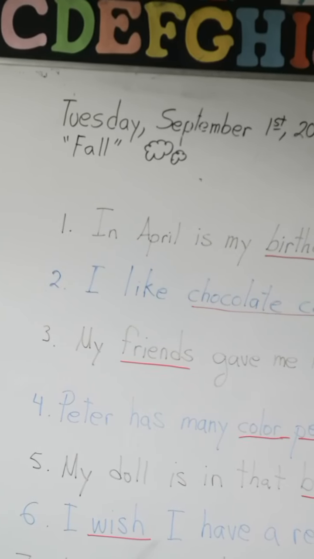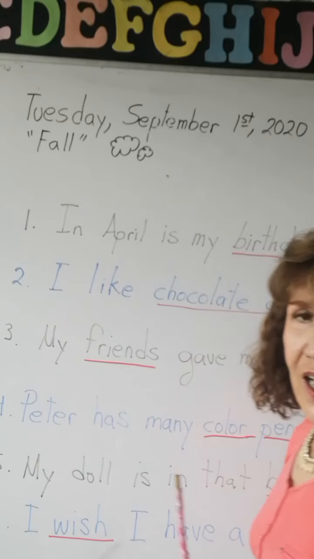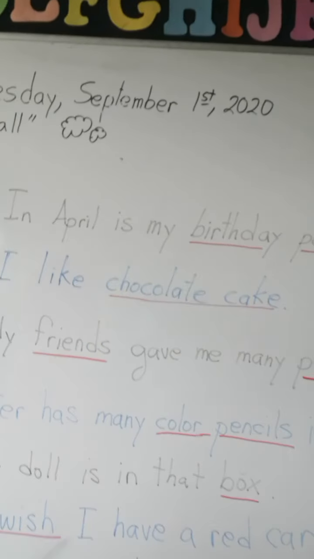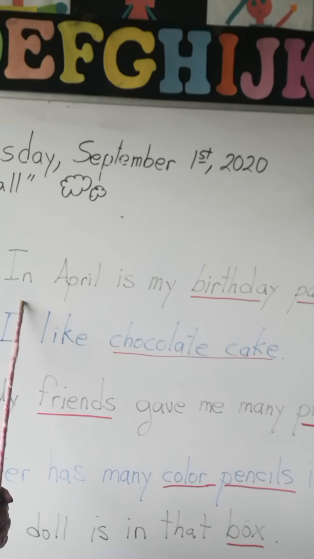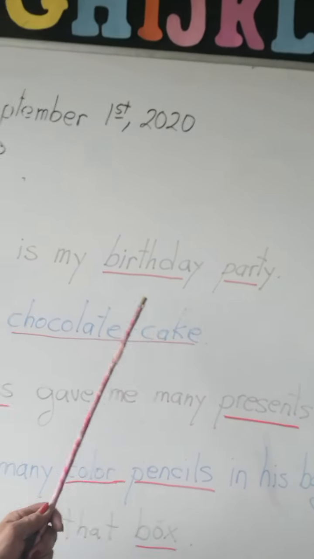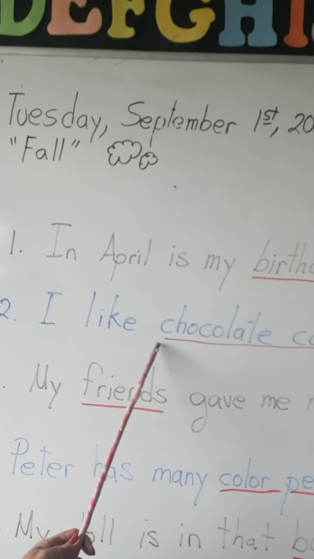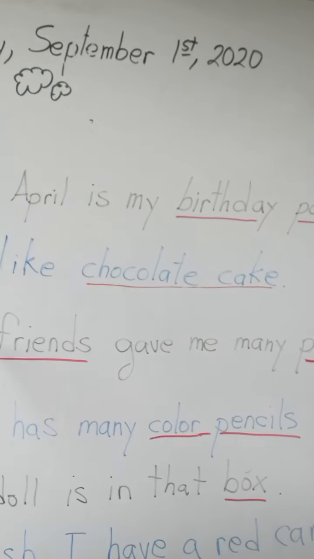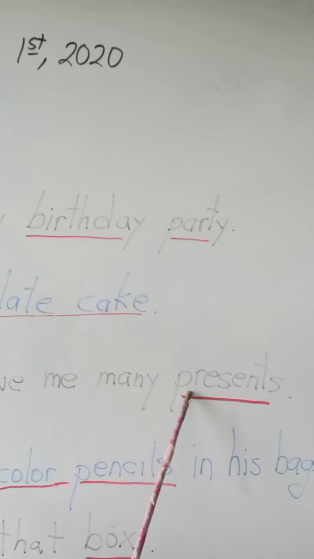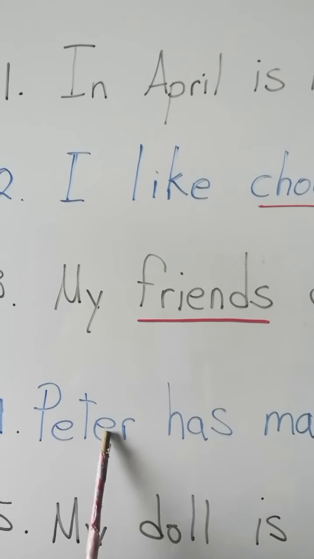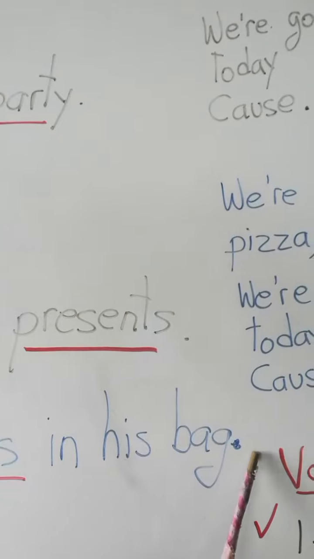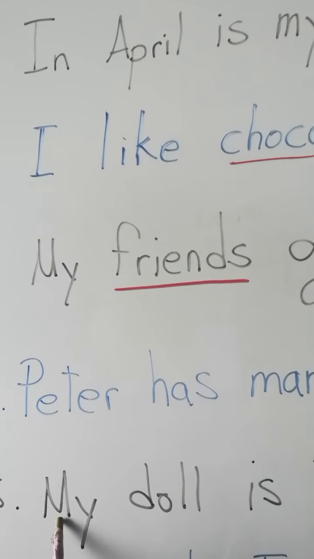And do you remember the sentences that we wrote with these vocabulary words last class? Okay, we are going to read the sentences. Okay, once more. Okay, everybody, read with me. In April is my birthday party. Good. Number two, I like chocolate cake. Very good. Number three, my friends gave me many presents. Very good. Number four, Peter has many color pencils in his bag. Very good. Let's continue with number five.